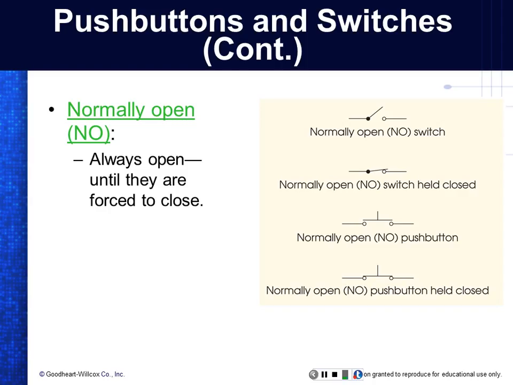Then you have a normally open push button. You've got to push it down, and a normally open held closed. Normally open is over the top. We talked about this in the last one. Notice that the normally opens are all over the top. So this is not a normally closed. It's a normally open held closed.